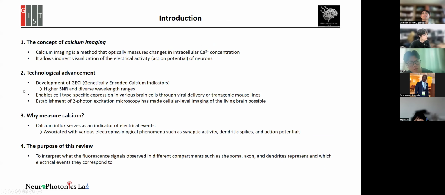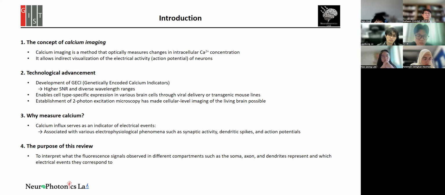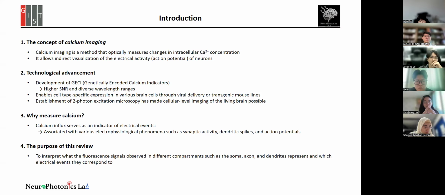Calcium imaging has rapidly become a widely used technique in neuroscience over the past few years. The main reason for its popularity is that calcium influx within neurons reflects underlying electrical activity.